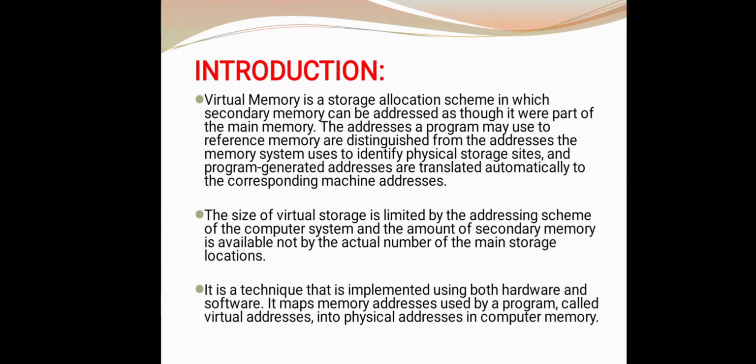Introduction: Virtual memory is a storage allocation scheme in which secondary memory can be addressed as though it were part of the main memory. The addresses a program may use to reference memory are distinguished from the addresses the memory system uses to identify physical storage sites, and program-generated addresses are translated automatically to the corresponding machine addresses.